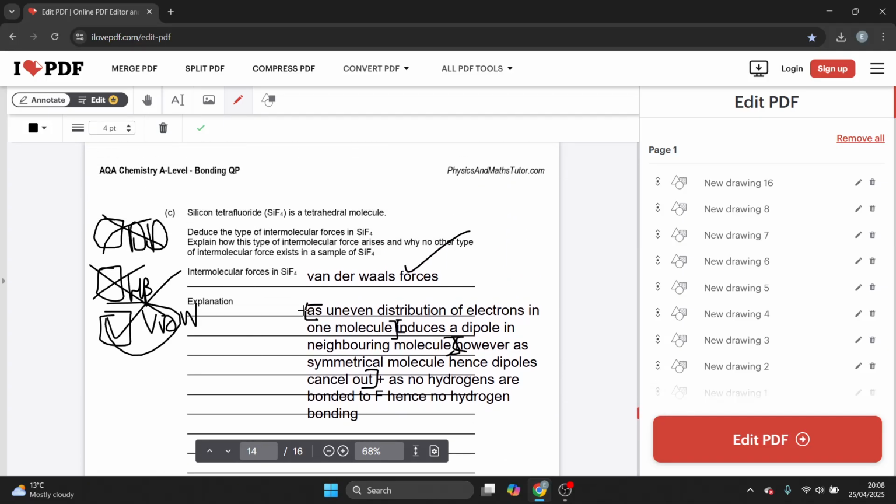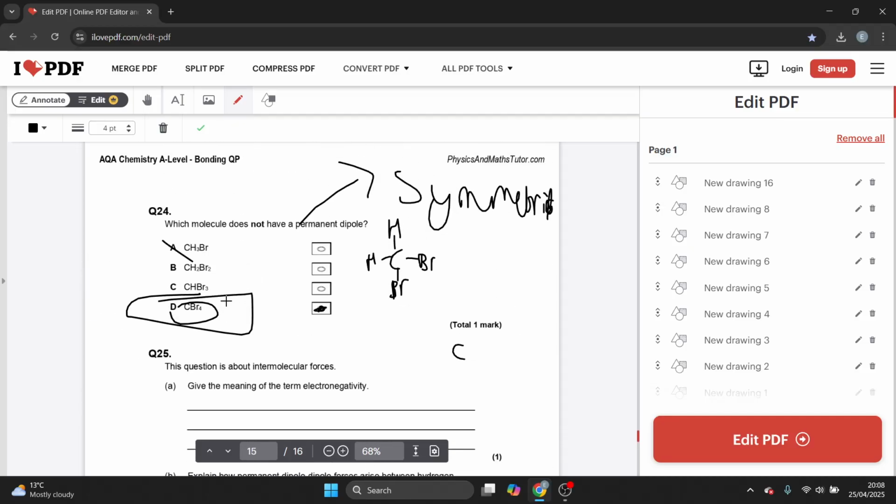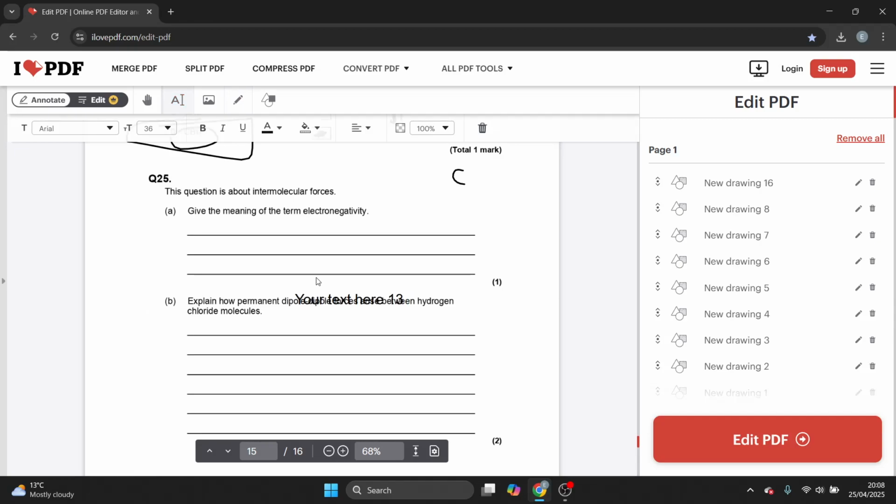And remember, because of Van der Waals forces, an uneven distribution of electrons in a molecule induces a dipole in a neighbor molecule, but it's a symmetrical molecule, hence dipoles cancel out. Therefore, it doesn't have dipole-dipole forces. Same logic applies here. Symmetrical molecule, dipoles cancel out, doesn't have permanent dipole-dipole forces.